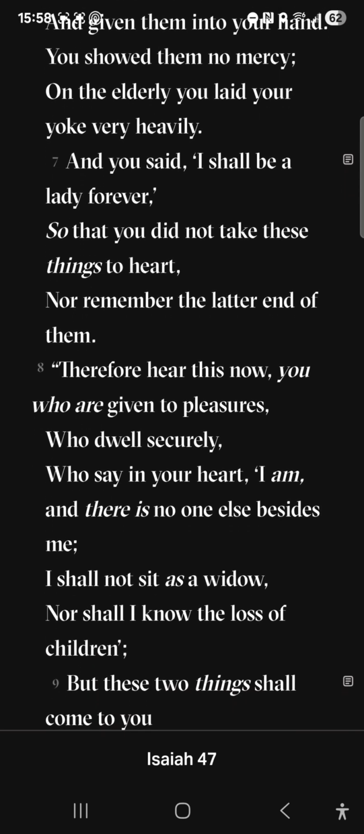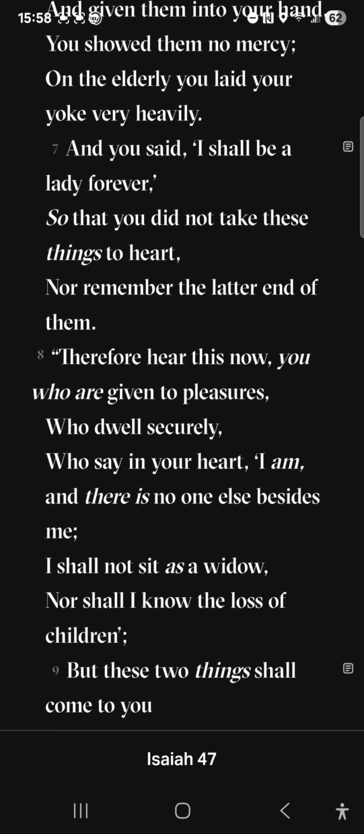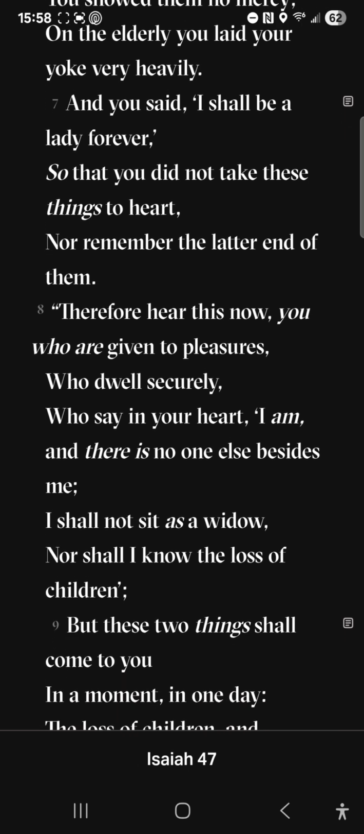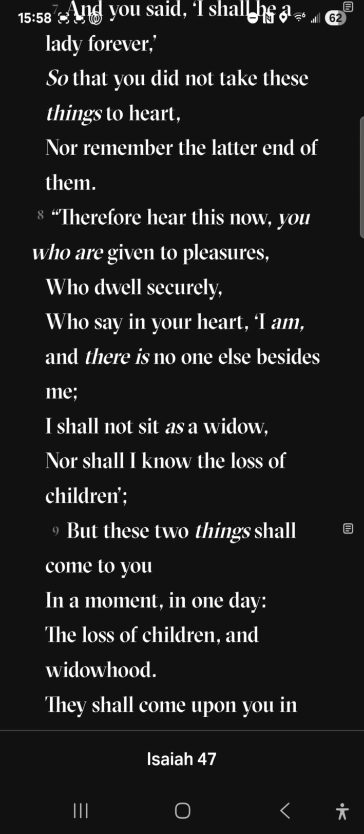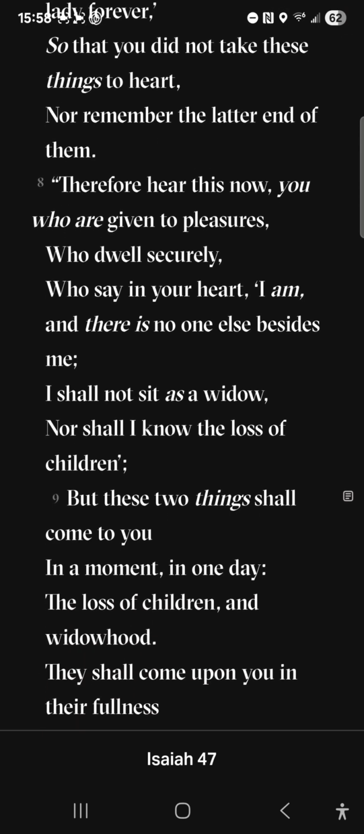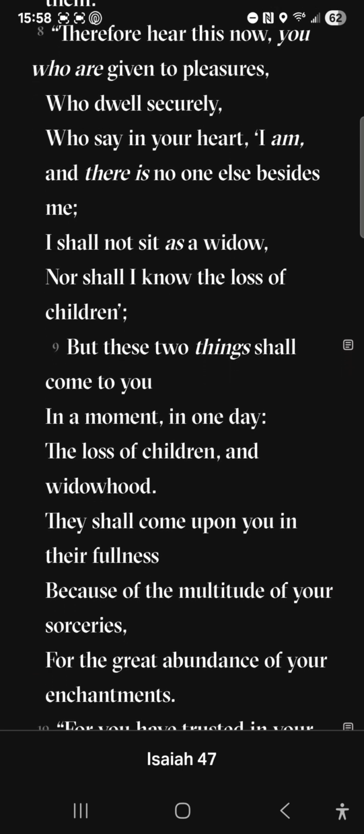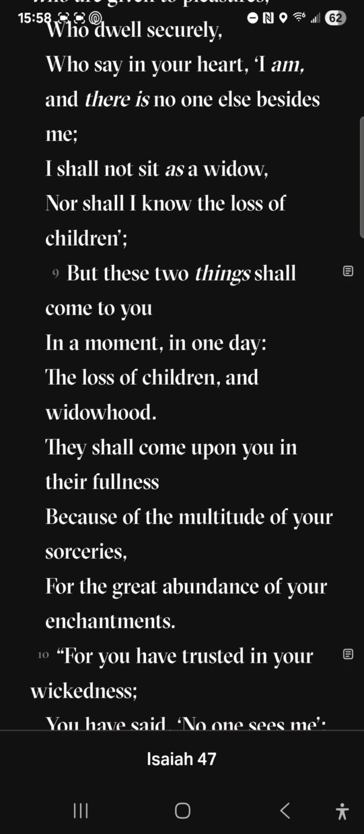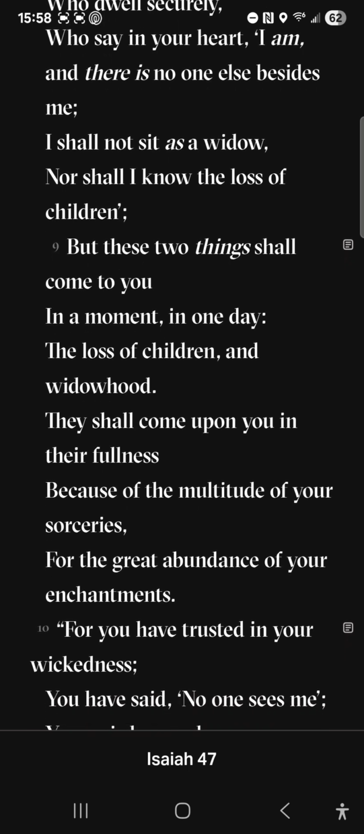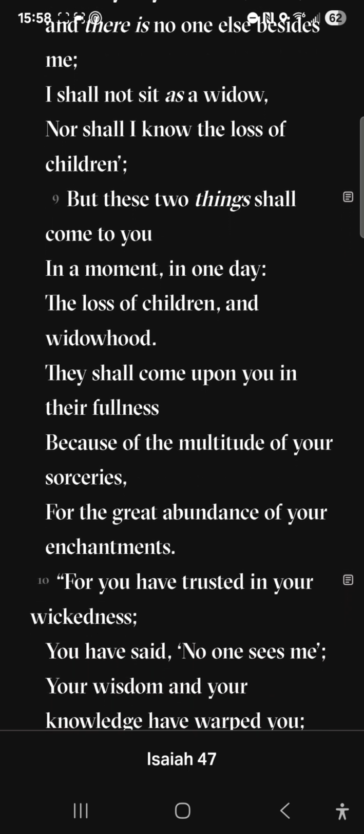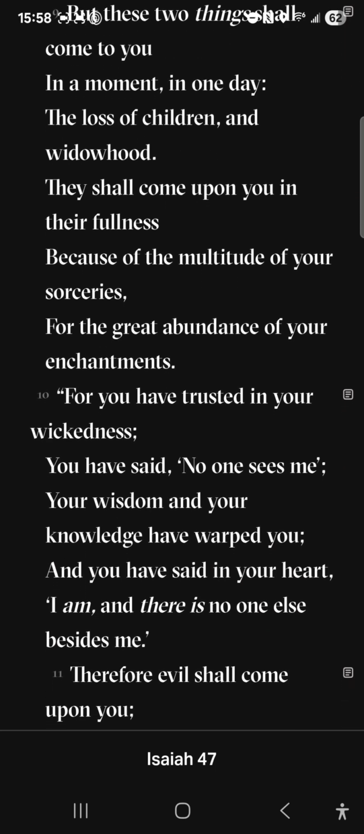Therefore hear this now, you who are given to pleasures, who dwell securely, who say in your heart, I am, and there is no one else besides me. I shall not sit as a widow, nor shall I know the loss of children. But these two things shall come to you in a moment, in one day, the loss of children and widowhood. They shall come upon you in their fullness, because of the multitude of your sorceries, for the great abundance of your enchantments. I'm going to go to verse 12 because that was the other reference.